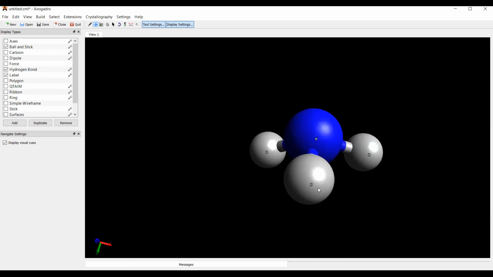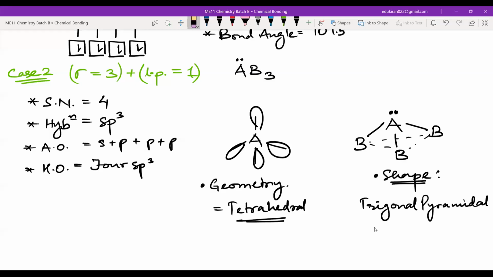Okay, so now can you see why it is trigonal pyramidal? Because we have these bonds here. So this is one bond here, this is one bond here, this is one bond here. Now this can be the base of the pyramid, and this nitrogen part here is the top of the pyramid. That is why this is trigonal pyramidal. Right? So we have got the shape and the geometry also.